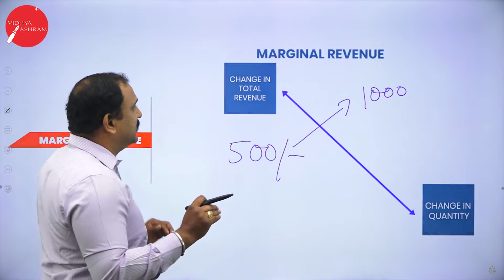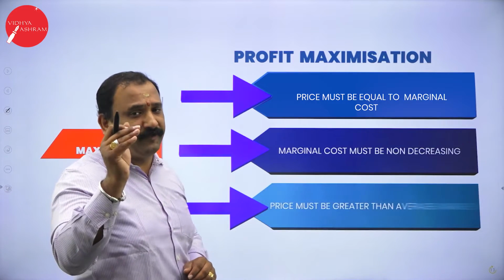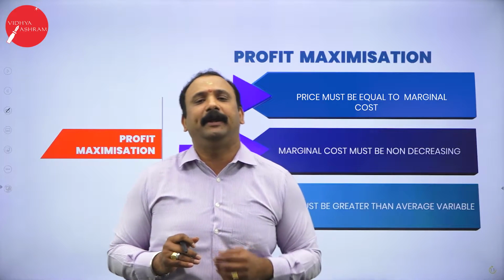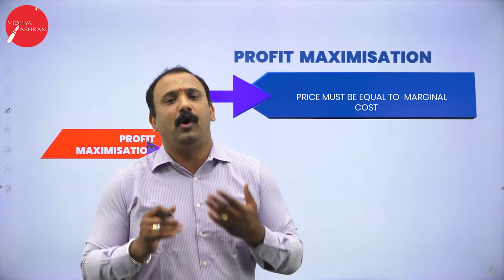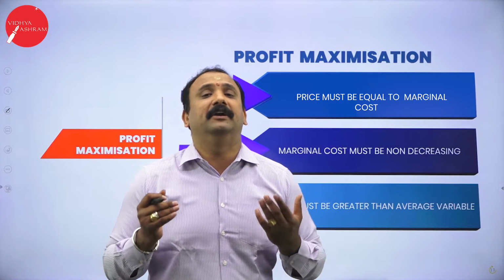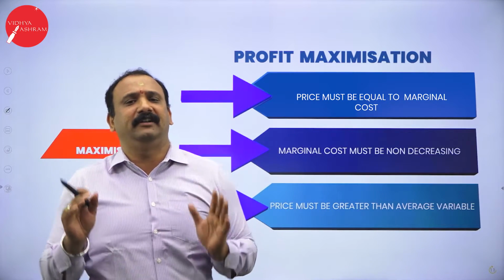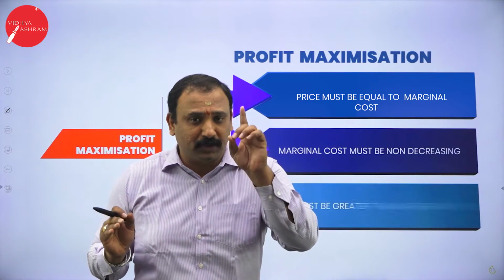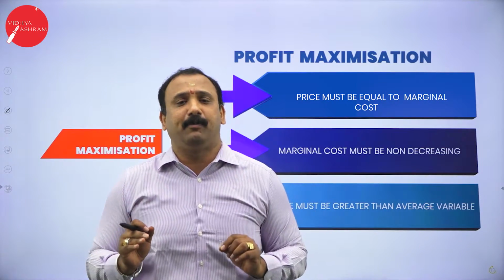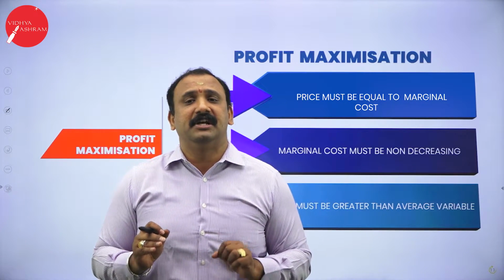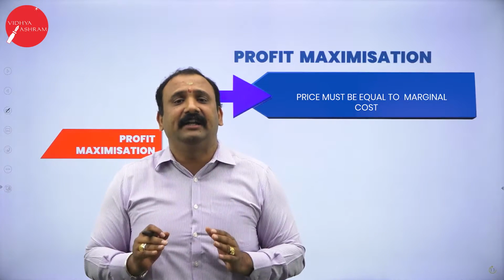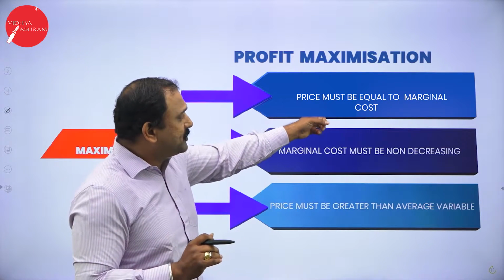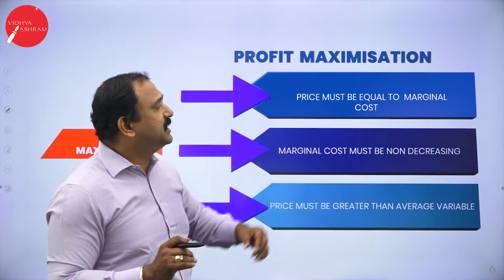Now we are going to see the factors of profit maximization. As an industry owner, you will always be interested to understand what are the factors that make me earn profit. There are many factors when you talk from a business standpoint. But when you talk from an economic standpoint, there are three major factors that you need to understand in terms of profit maximization. Now the first one: price must be equal to marginal cost.